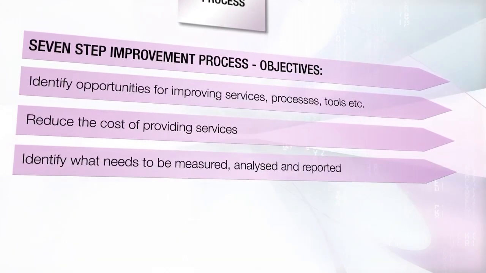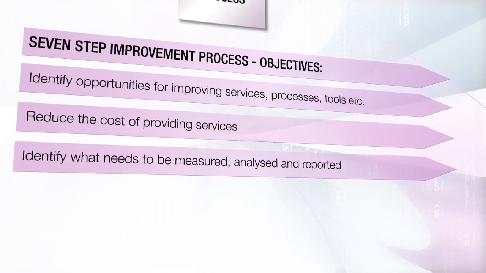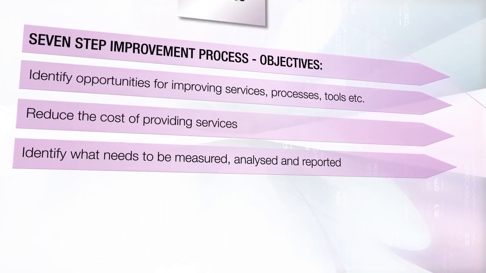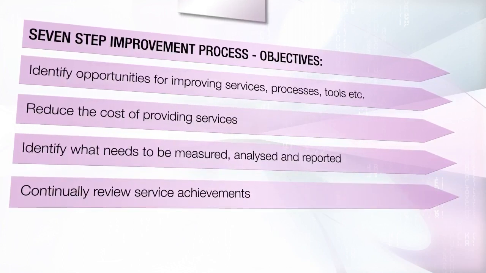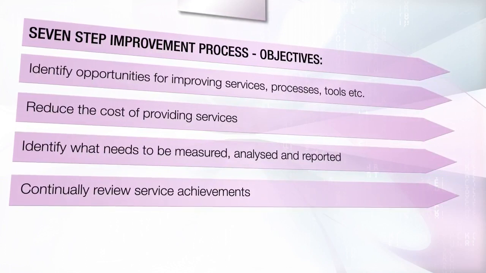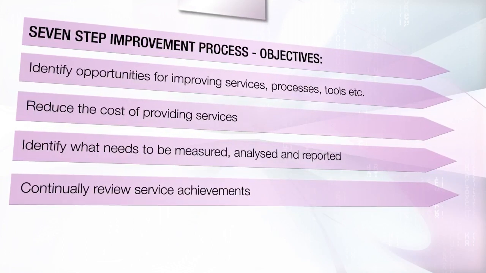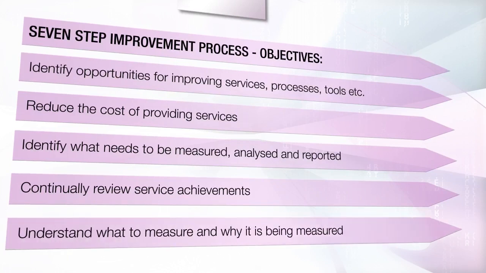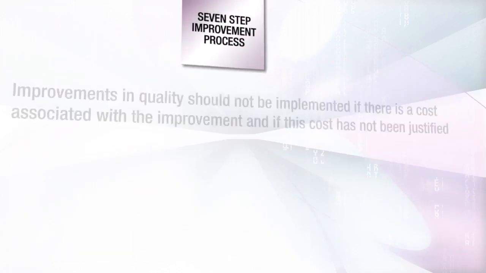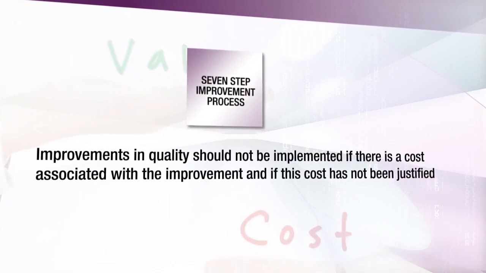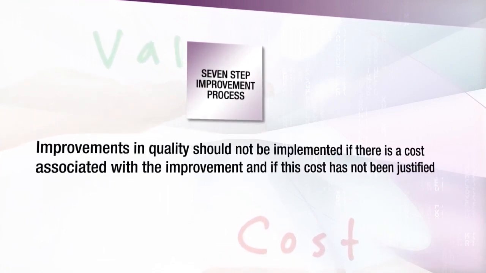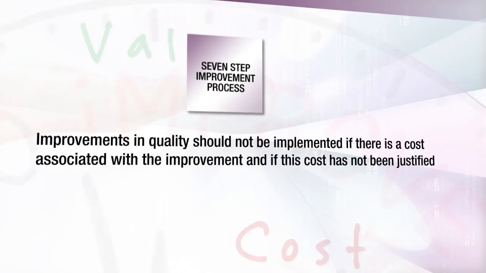Identify what needs to be measured, analysed and reported to establish improvement opportunities. Continually review service achievements to ensure they remain matched to business requirements. Continually align and realign service provision with outcome requirements. Understand what to measure, why it is being measured, and carefully define the successful outcome. It is important to note that improvements in quality should not be implemented if there is a cost associated with the improvement and if this cost has not been justified.